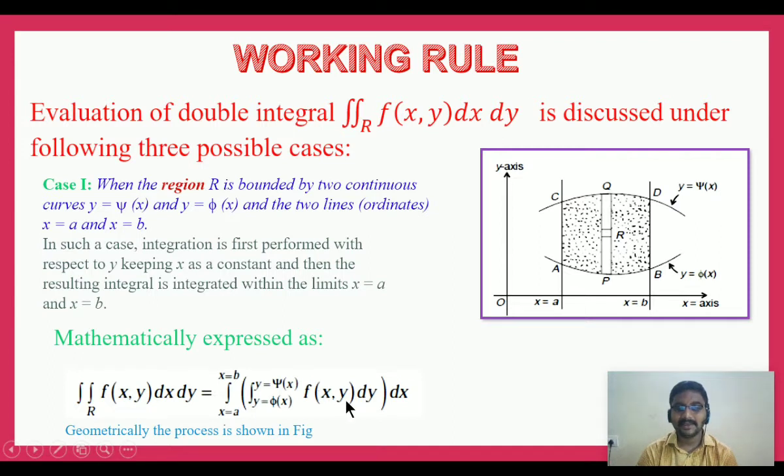First we apply integration with respect to y because the y limits are variable limits in terms of x. These are the variable limits. y varies from phi of x to psi of x. Integration is with respect to y, and then with respect to x, because the x limits are constants. So this is the order whenever the y limits are variable limits and the x limits are constant. The y limits are curves and the constant limits are ordinates.